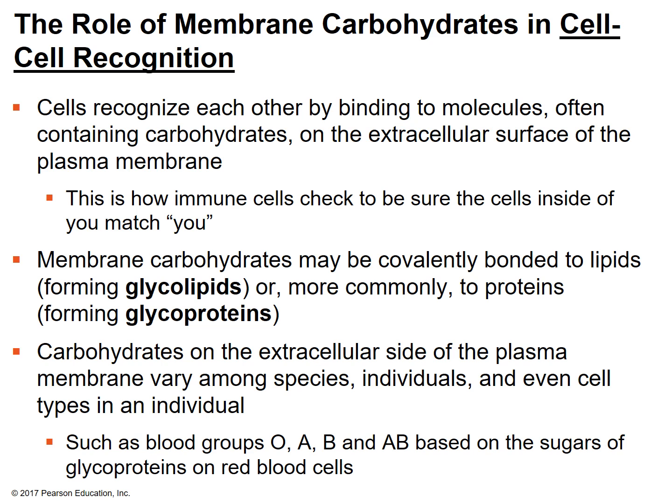You can also see, more commonly, glycoproteins, which are those covalently bonded carbohydrates to protein. Carbohydrates on the extracellular side of the plasma membrane do vary. They vary among species, individuals, and even cell types within an individual. A very common example of the importance of these differences are blood groups. The O, A, B, and AB designations that we give to blood are based on the glycoproteins on the surfaces of red blood cells. Because your immune system recognizes you in part based on these carbohydrates, if you give blood from someone with carbohydrates that don't match you, that can cause rejection.